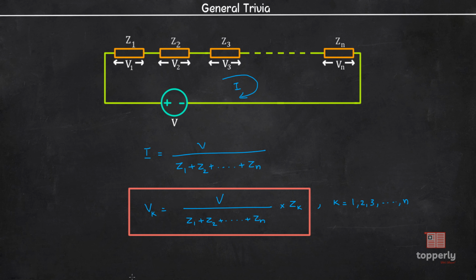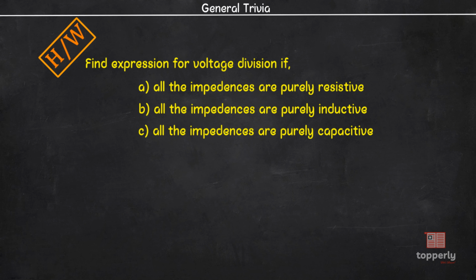Now before ending the lecture, let me give you a small homework. I want you to find the expression for voltage division if all the impedances are purely resistive, if all the impedances are purely inductive, and if all the impedances are purely capacitive in a series circuit. To find the answer for this, just proceed like how we did for the circuit with two elements. And once you get the answers, type them in the comments so that it will be helpful for others also.